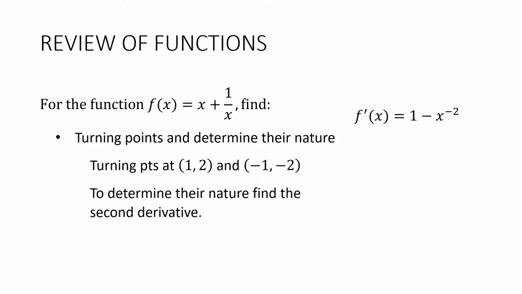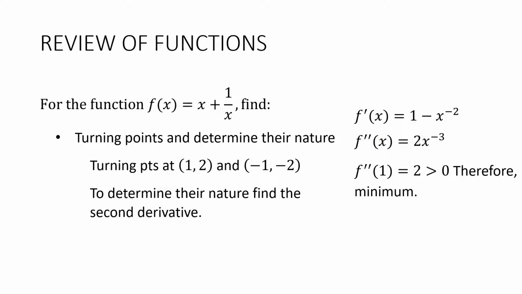So we had our first derivative, 1 minus x to the negative 2. Now we're going to do our second derivative. The 1 will go to 0. The negative 2 comes down, becomes positive 2, x to the negative 3. Now one by one we're going to substitute in our x coordinates into here, and then figure out whether they are maximums or minimums. So first one, f double dashed of 1.